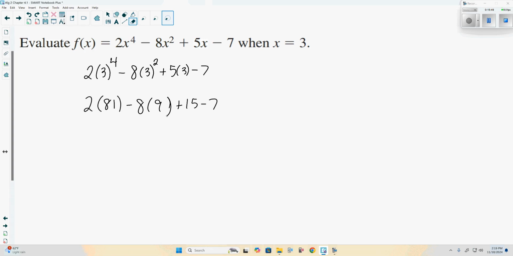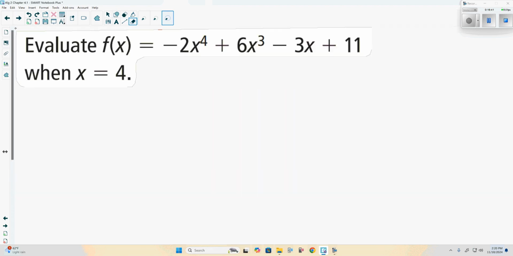That's it. We don't have to do it by hand, because if you want to type that whole thing in exactly as it is with parentheses around our number we're plugging in, that will give us our answer. Questions on this here?